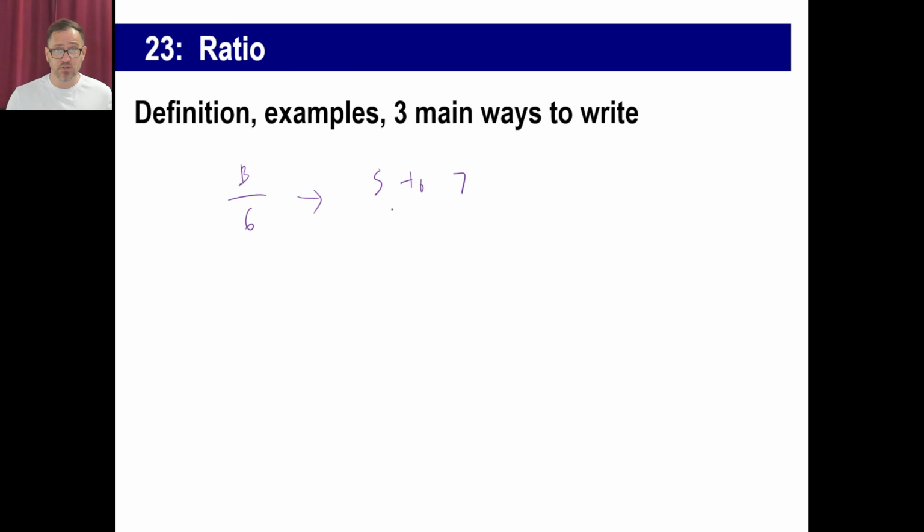The ratio would still be 5 to 7 if you reduce the fraction. Also, another way to write this ratio, 5 to 7, that's a TO. You could say also 5 to 7 with a colon, that's another one. You can also go like a fraction, 5 over 7. That's the 3 ways to do it. So anytime you see any of those, that's how you write a ratio.